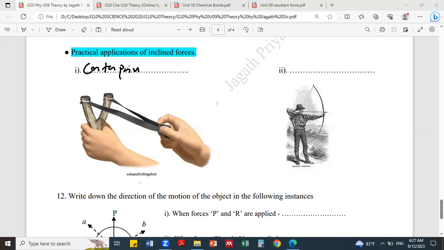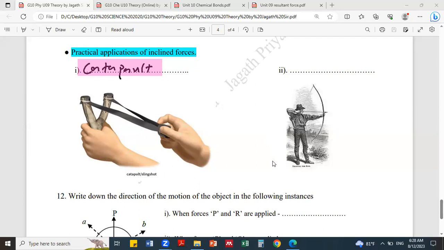Please raise your hand those who have used this catapult. Has anyone used it, the real one? How many of you? Only Inara and Sanuka, none of the others. I don't know the term they use in Sinhala, called Dunna, right? Dunna or something. No, not Dunna. Does anyone know the Sinhala term for this catapult? Is that Dunna?